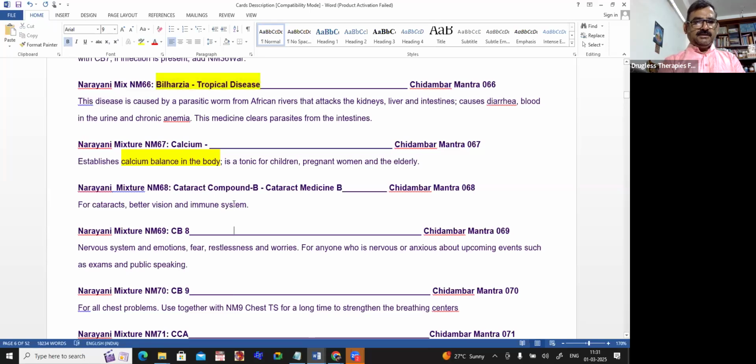And cataract B is for all cataracts. Again, you may find many places for cataract and so on, so you can add all those combinations.